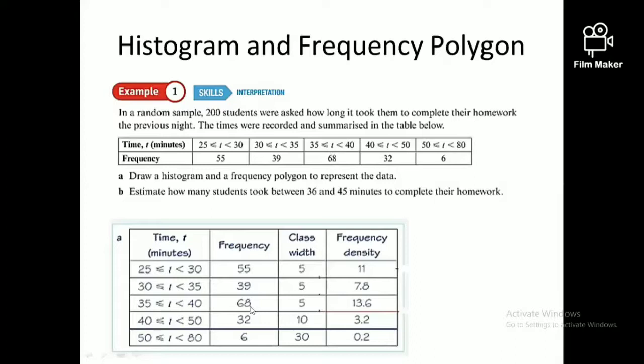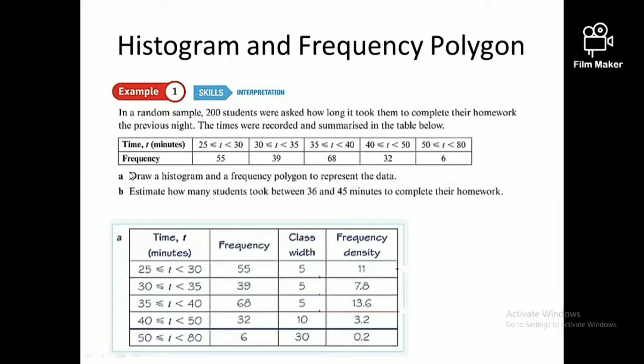In the next category, the frequency is 68 and the class width is 5. Therefore, the frequency density turns up to 13.6. Then we can mark 13.6 on the y-axis for the category 35 to 40. For 40 to 50, the class width is 10. Then 32 divided by 10 is 3.2, right? Then we can mark 3.2 on the y-axis, right?